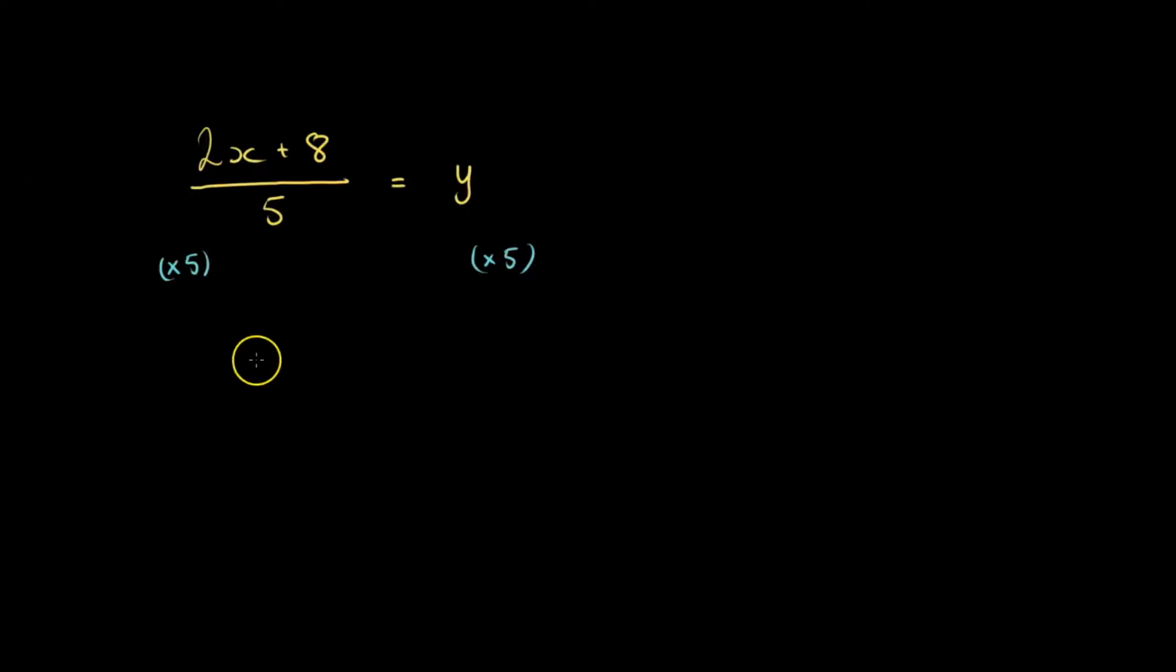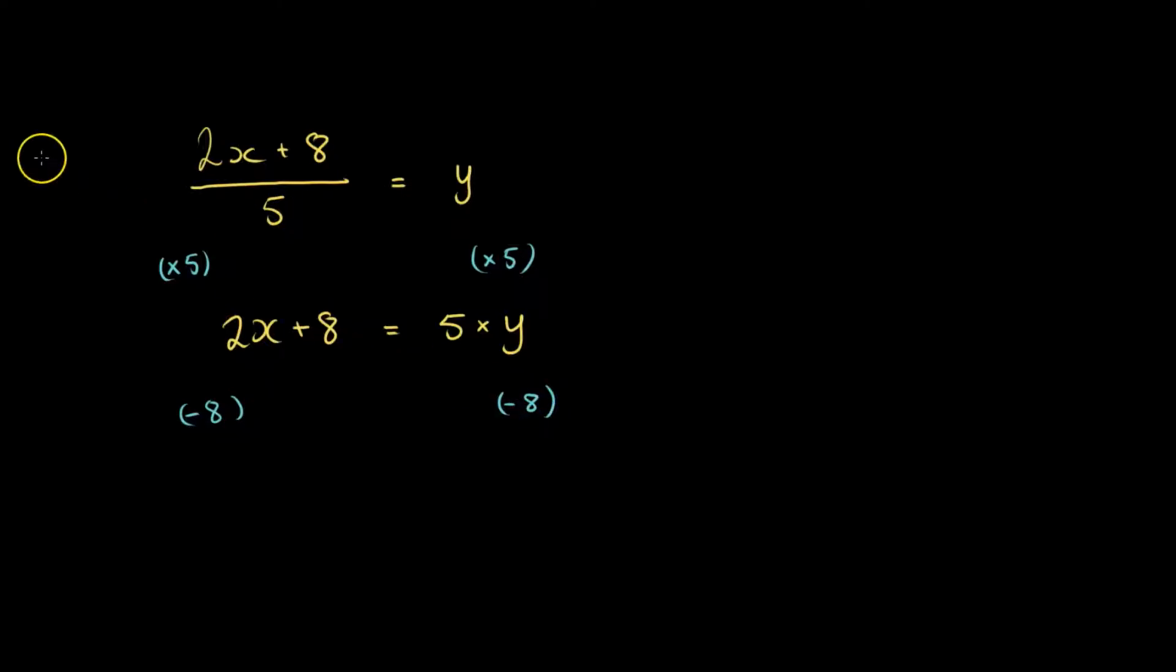And that means that the left-hand side becomes 2x plus 8, because the times 5 will cancel out with a divide by 5, but on the right-hand side I'll now have 5 times y. Hopefully that makes sense. I've done the same thing to both sides. So what do we need to do next? Let's get rid of this plus 8, so we take away 8 from both sides.